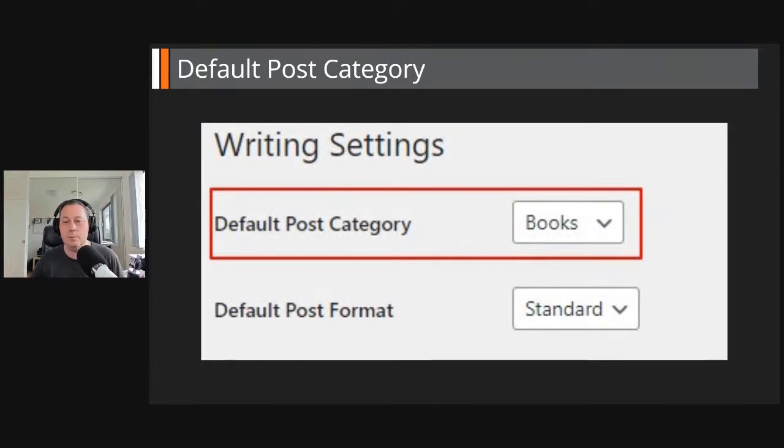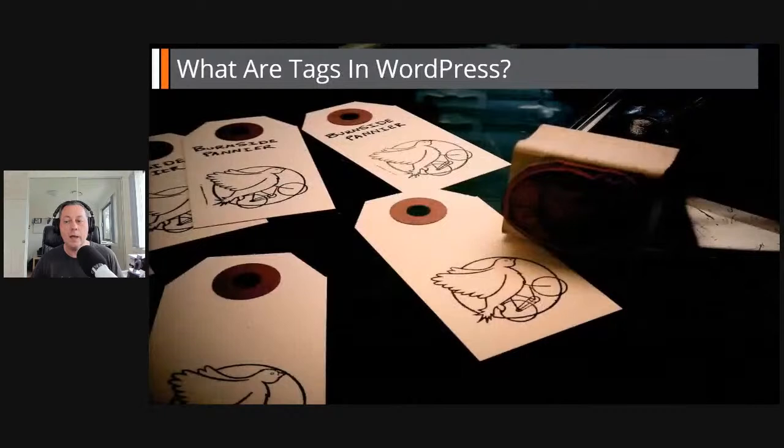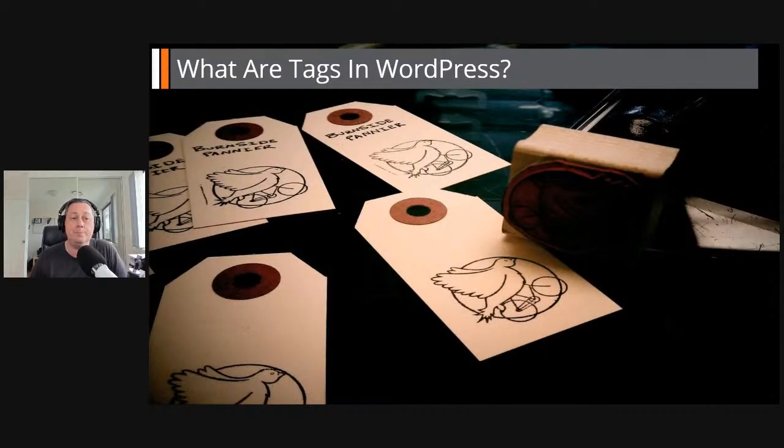So that's how to change the default post category. And we're going to jump into tags now. So what are tags in WordPress?